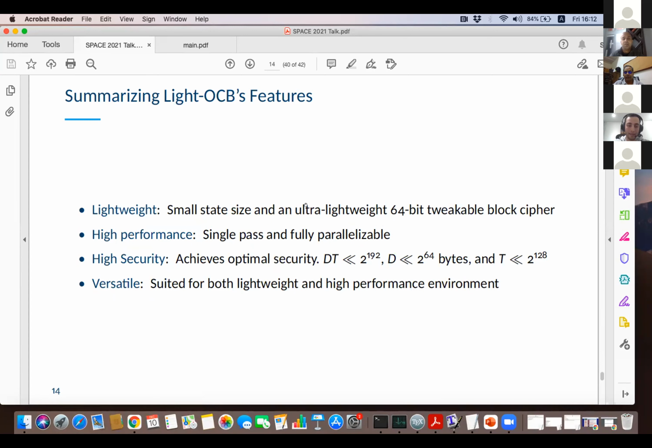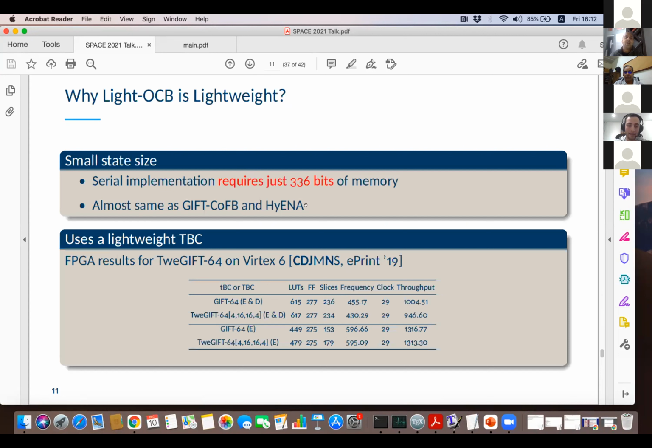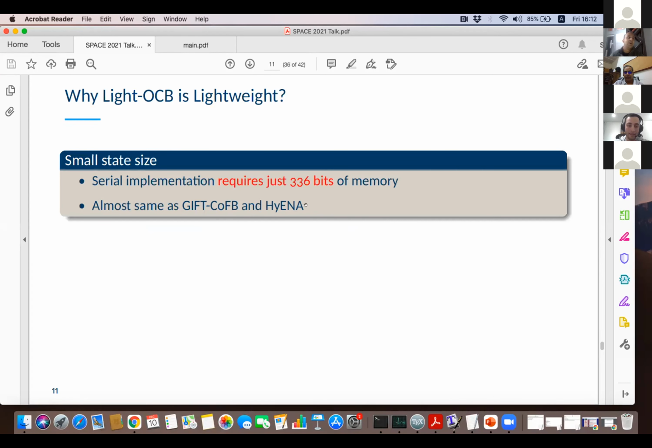So if you consider CIS, Gift-CFB, sponge constructions, all of them are sequential feedback-based constructions. So Light-OCB can be adopted much more efficiently on high-performance platforms due to its parallel structure.